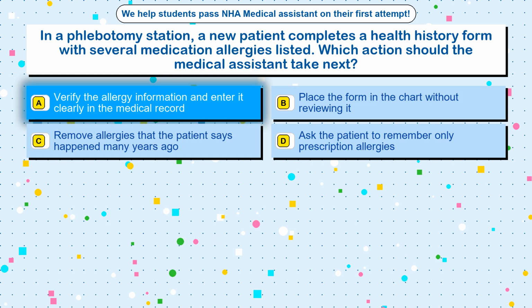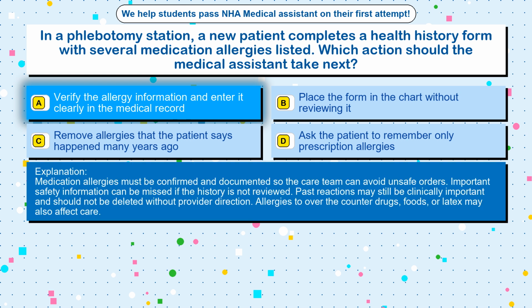Verify the allergy information and enter it clearly in the medical record. Medication allergies must be confirmed and documented so the care team can avoid unsafe orders. Important safety information can be missed if the history is not reviewed. Past reactions may still be clinically important and should not be deleted without provider direction. Allergies to over-the-counter drugs, foods, or latex may also affect care.